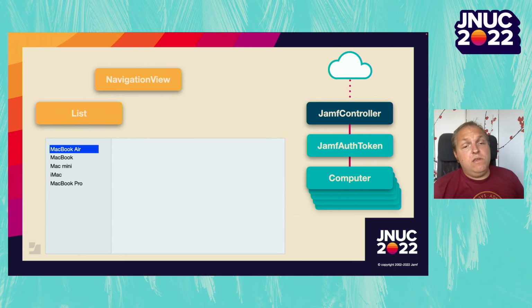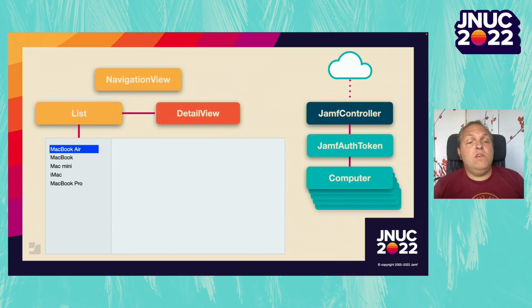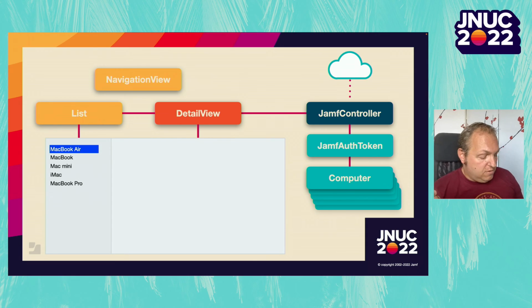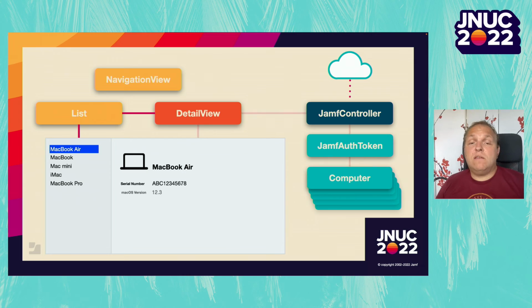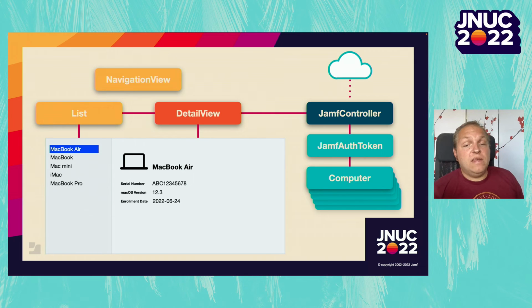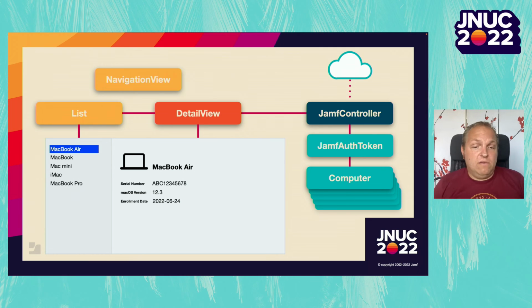Now, to fill the detail view, I have to do that myself. When the user selects something in the list view, it tells the Jamf controller and tells the detail view, and the detail view will also connect to the Jamf controller and get the data out of that single computer object. It will only be talking with one computer object, but it will display all of the data out of that. In this case, the serial number, the macOS version, and the enrollment date.